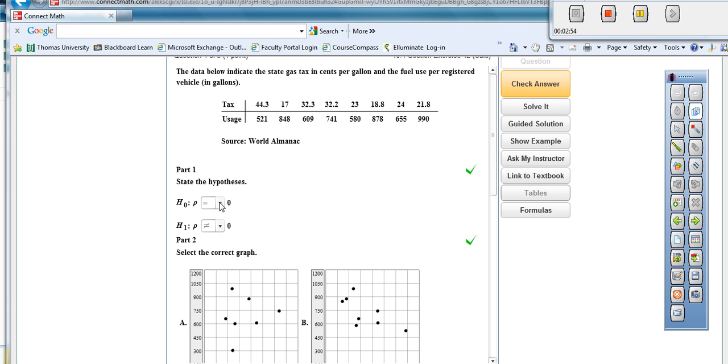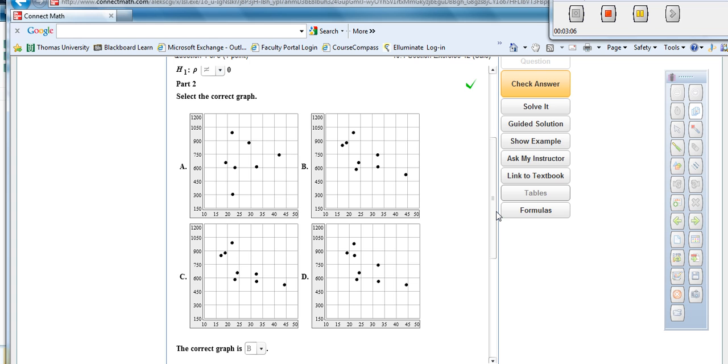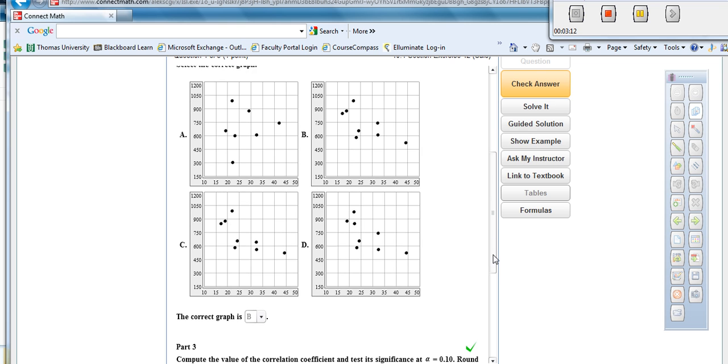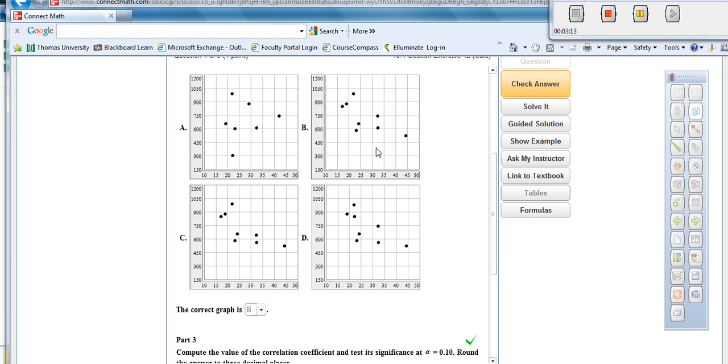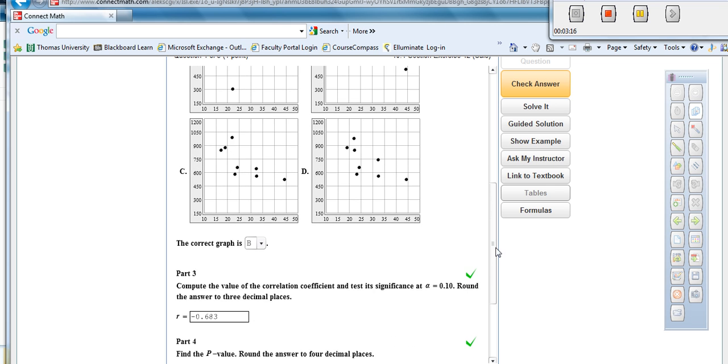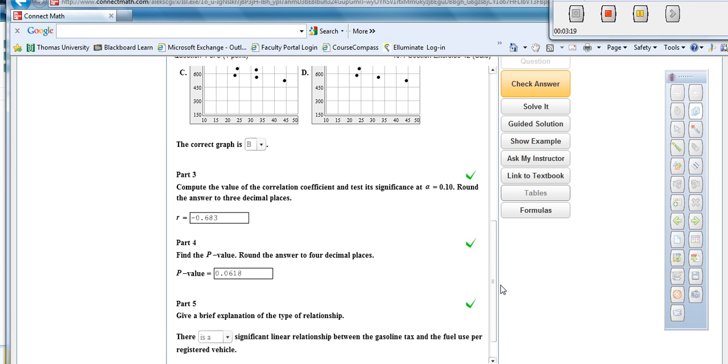In this case, we're always going to put our null hypothesis equal to 0 and our alternative not equal to 0. Using your ordered pairs, go through the scatter plots they provide and eliminate the scatter plots that don't have the ordered pairs that fit. Choose the correct scatter plot. In this case, my answer was B.